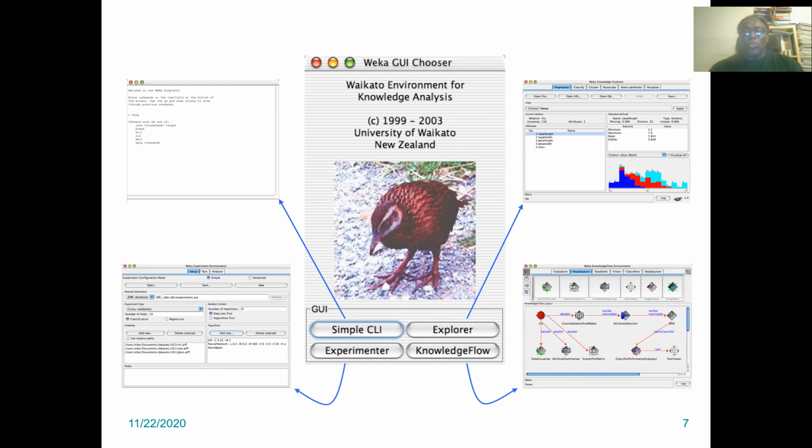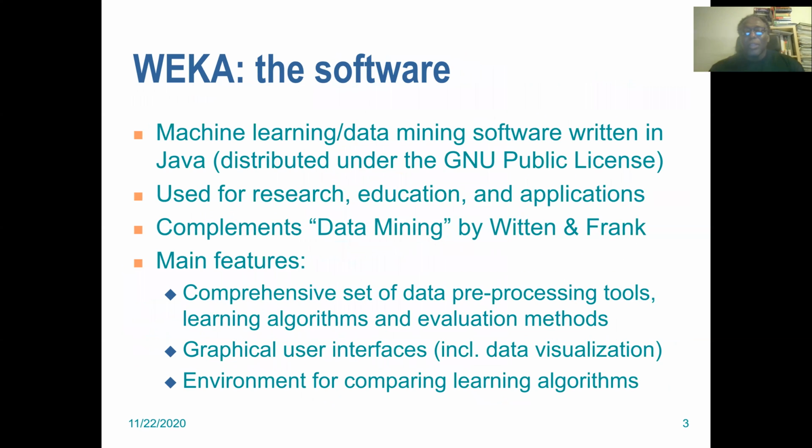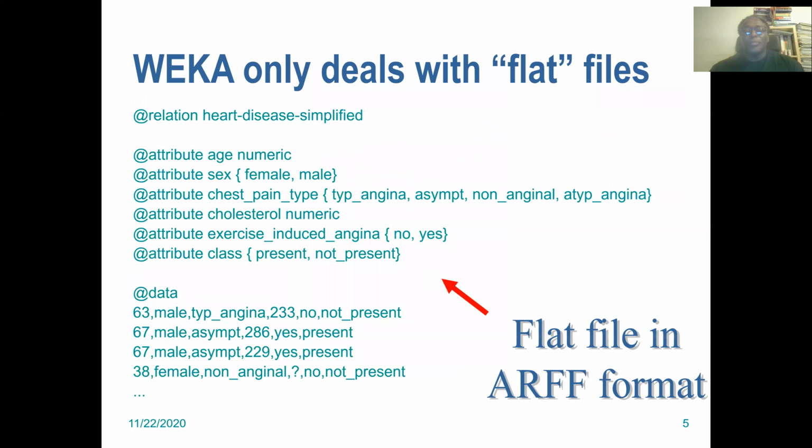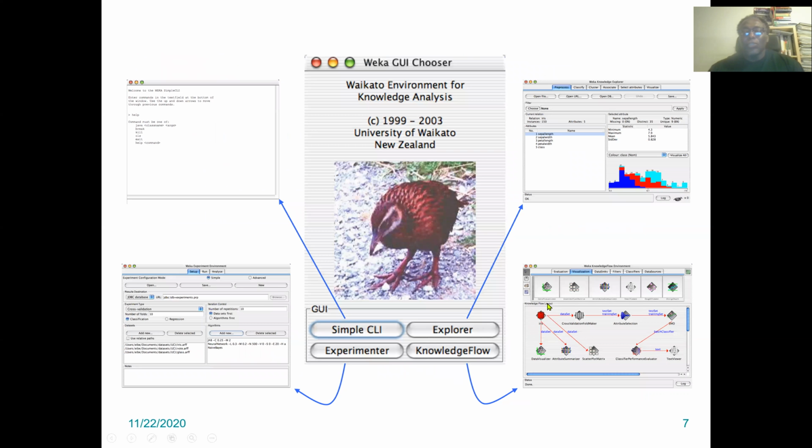Or if you Google the names Witten and Frank, the textbook will come up. So for now, we're going to use the Explorer. Everything is going to be in the Explorer. Knowledge Flow is also a very good feature. Maybe if there's enough time, we will go through that also.